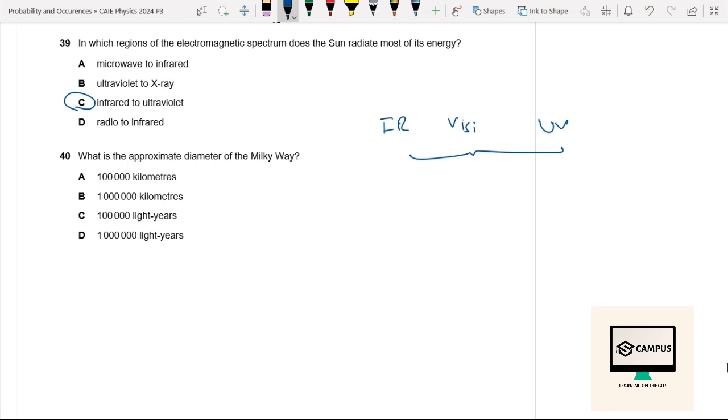And coming on to the final question of the paper: what is the approximate diameter of the Milky Way? Well, it should be in light years, so A and B should be out. And as we remember, it was 100,000 light years. So C is the right answer.